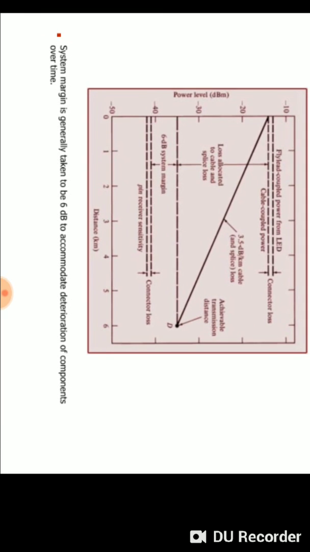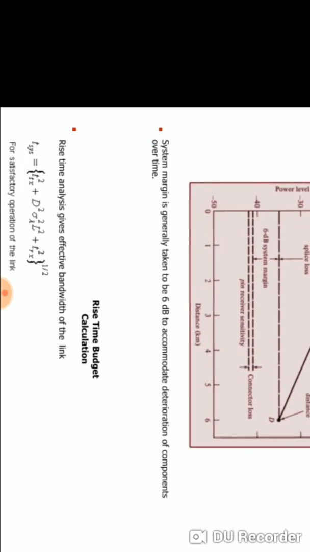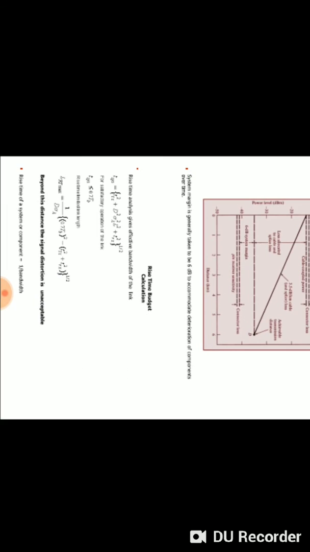So in the diagram, based on the distance, the power levels are decided, that is, what should be the power of the LED, what should be the power of the laser. So based on the distance, the power levels are decided for the particular components. This is the first approach. Now the second approach used for link design is system rise time budget calculation.